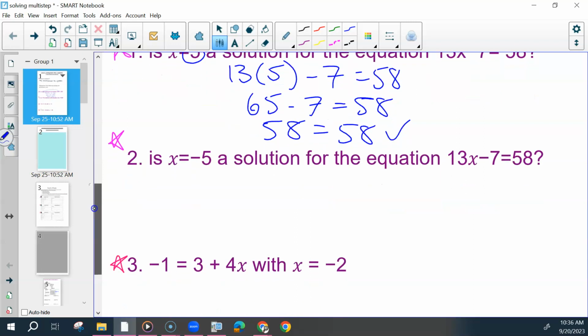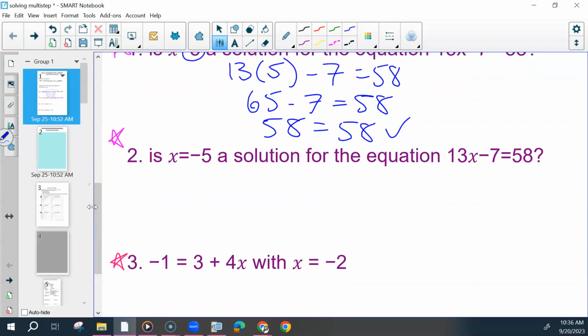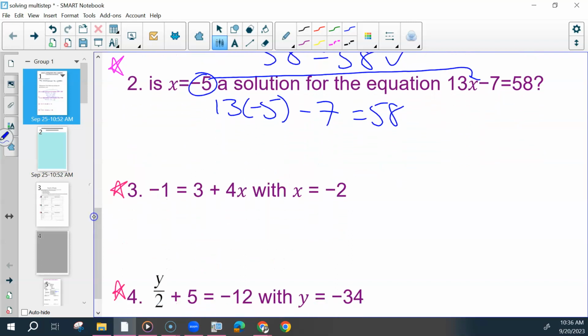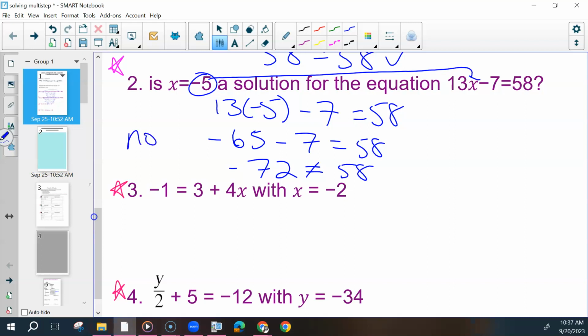Okay. Number 2 shouldn't work because 5 works, negative 5 should not work, but we're going to test it anyway. So put negative 5 in and let's solve that. We have negative 65 minus 7, negative 72, which is not equal to 58. Good way to check yourself. You put the number back in, you don't get the same number, this is not your solution. Somewhere you went wrong. You have to go back and fix it.